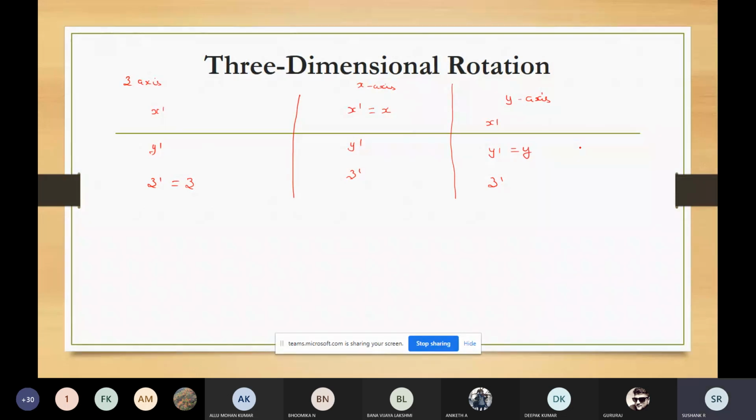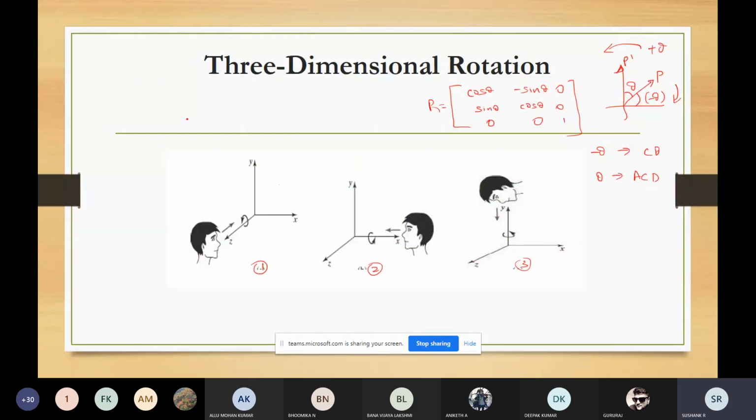So now we have found the three equations: along the z-axis, z dash will be z; along the x-axis, x dash will be equal to x; along the y-axis, y dash will be equal to y. So what are this x dash and y dash? They use the same formula which you had derived in 2D xy.